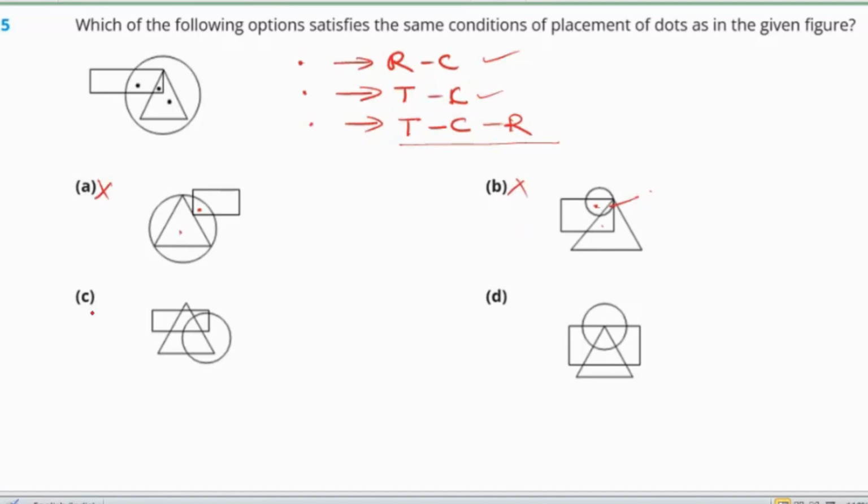Again, when we move to the third, which is option C, yes, we can put one dot which can cover a rectangle and circle only. We can put one dot which can cover triangle and circle. That is enough criteria. We can put one dot which can cover all the three, triangle, circle, and rectangle. Yes, so whatever the placement of dots is here, the similar placement of dots is here in option C. So option C is one of the correct answers.